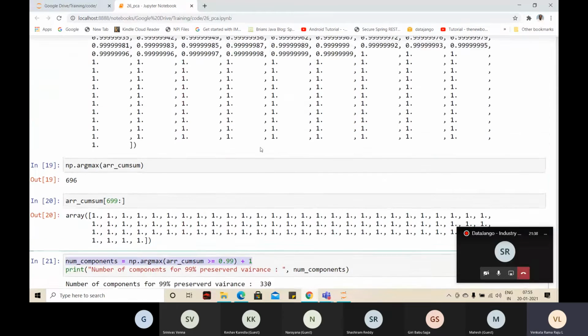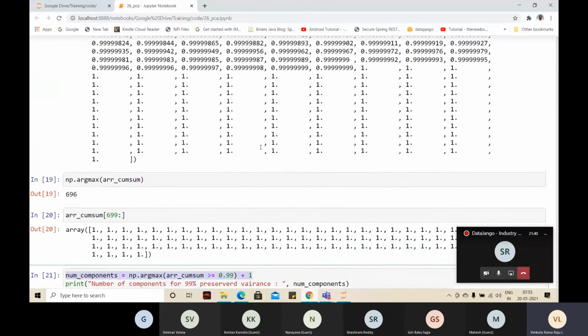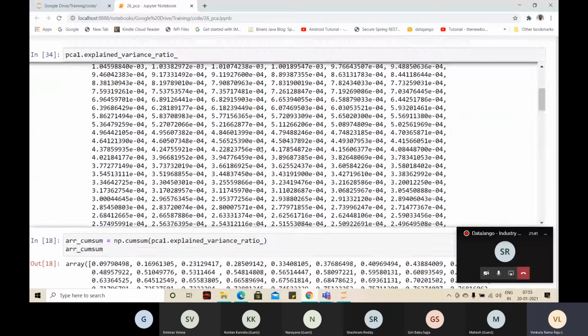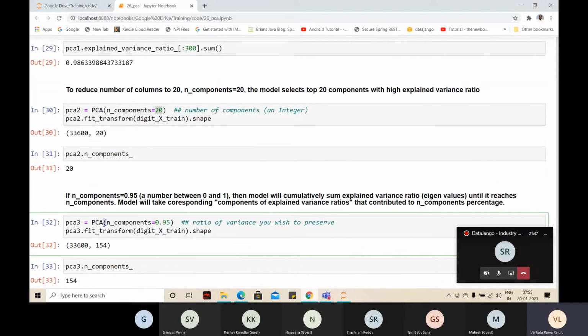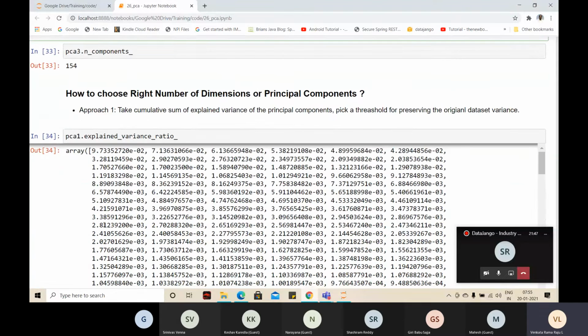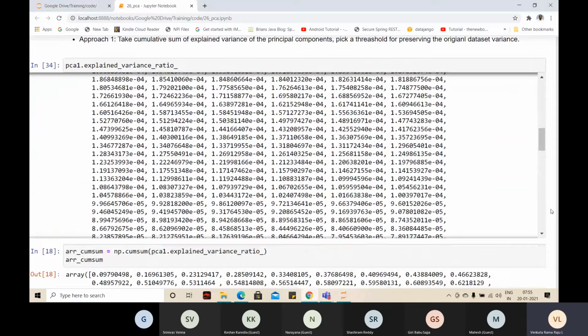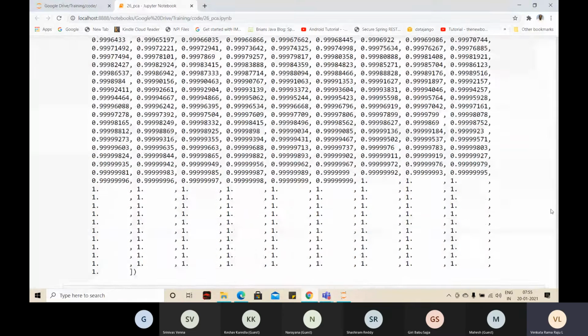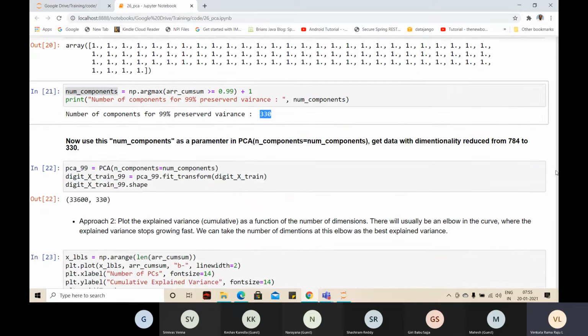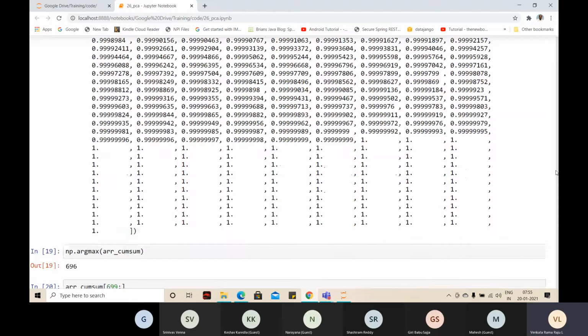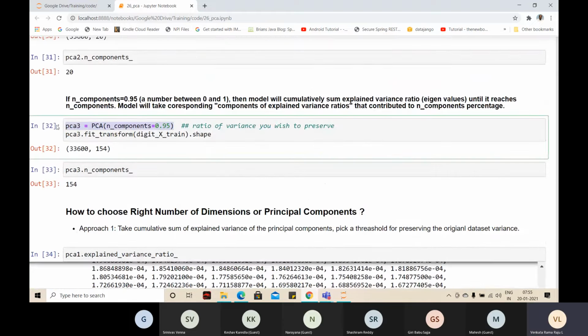So internally, when I say n components is equal to 0.95, PCA is actually doing this. It is building the model and finding all the principal components, keeping eigenvalues and eigenvectors. It is taking all the eigenvalues and calculating this part, and then knowing how many components, it is extracting that many components there. Got it? I just tried to show how this is happening internally.